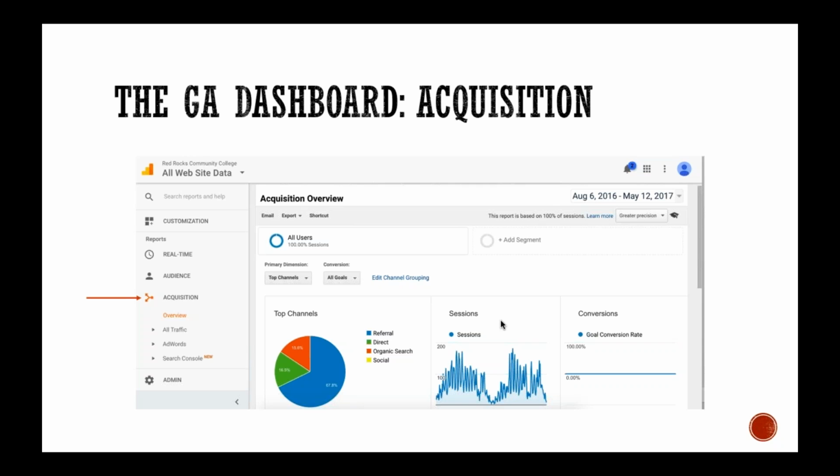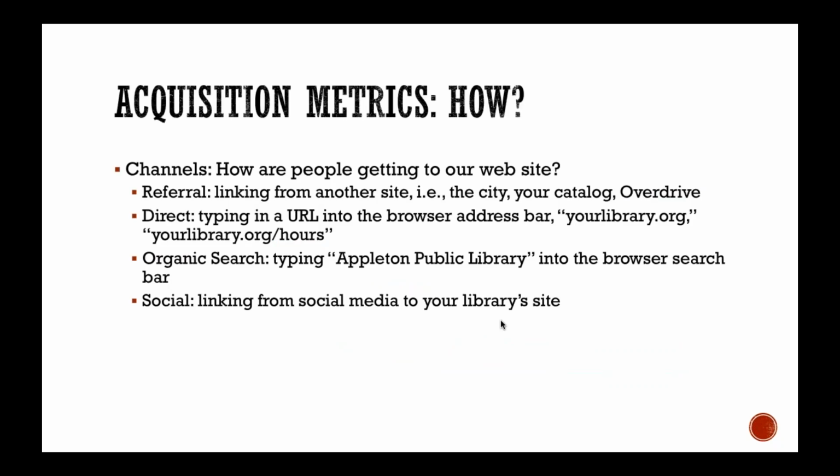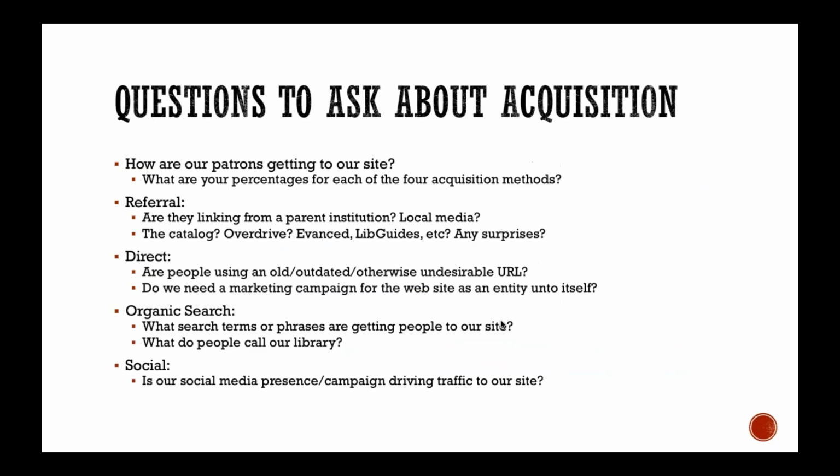Direct, again, would be typing library.rrcc.edu, and then organic search would be typing a phrase like Red Rocks Community College Library into the browser. All right, so I'll move kind of quickly through this because, compared to audience, I think it's pretty straightforward. So things to ask about acquisition.